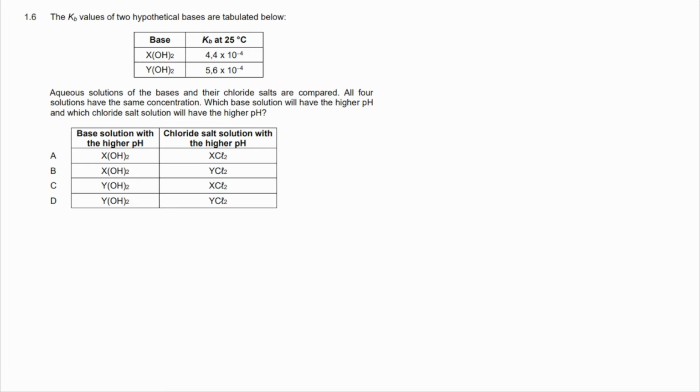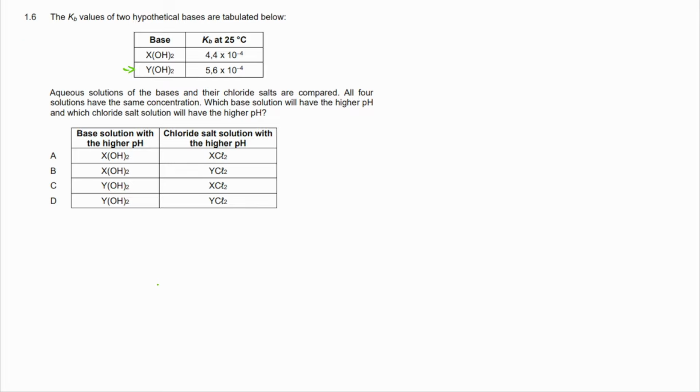1.6, the Kb values of two hypothetical bases are given below. At this point we should be asking ourselves which one is a stronger base, and the number that is higher will be a stronger base, because this is the dissociation constant for bases. It basically shows how strong a base is, so how easily it will dissociate. So we know that Y hydroxide is a stronger base because this number is higher. They have the same scientific notation here, and you can see 5.6 is above 4.4, so this is a stronger base.